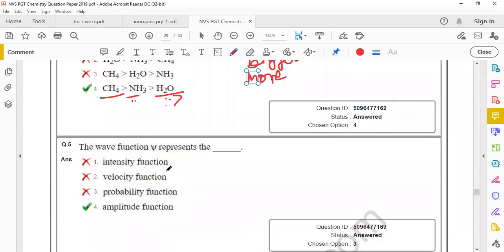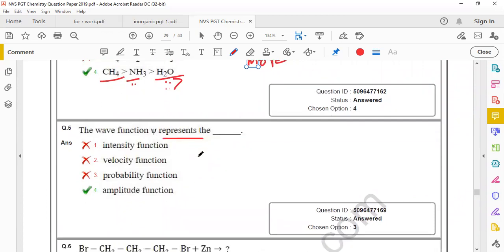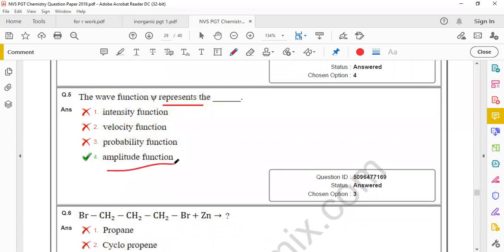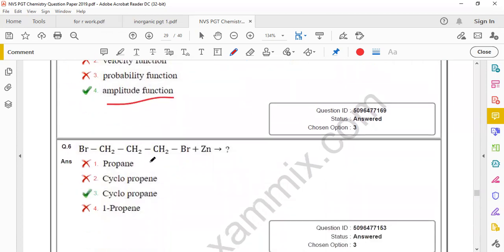Next question is, the wave function psi represents what? Psi represents the amplitude function. Okay. Next question is dibromopropane when reacted with zinc. What will happen when it reacts with zinc? So zinc changes dibromopropane into cyclopropane. The cyclopropane structure is like this, single bonds, and in each corner there is a CH2.